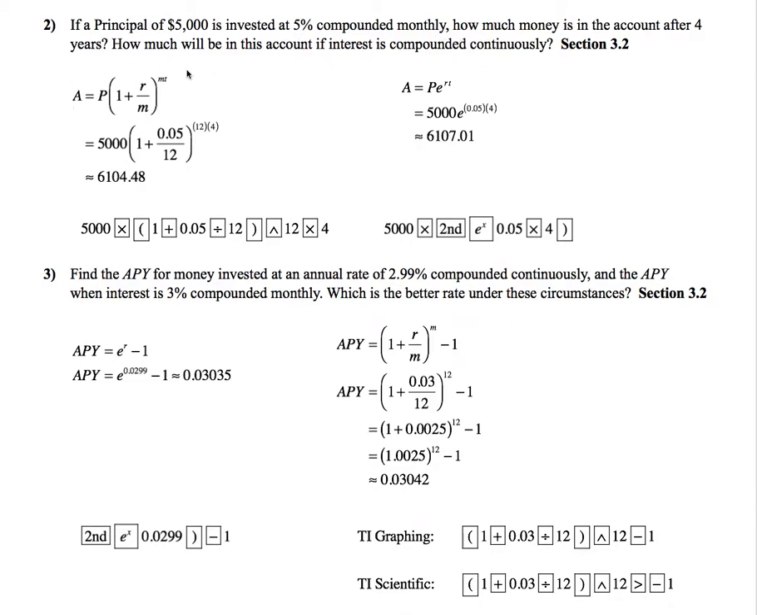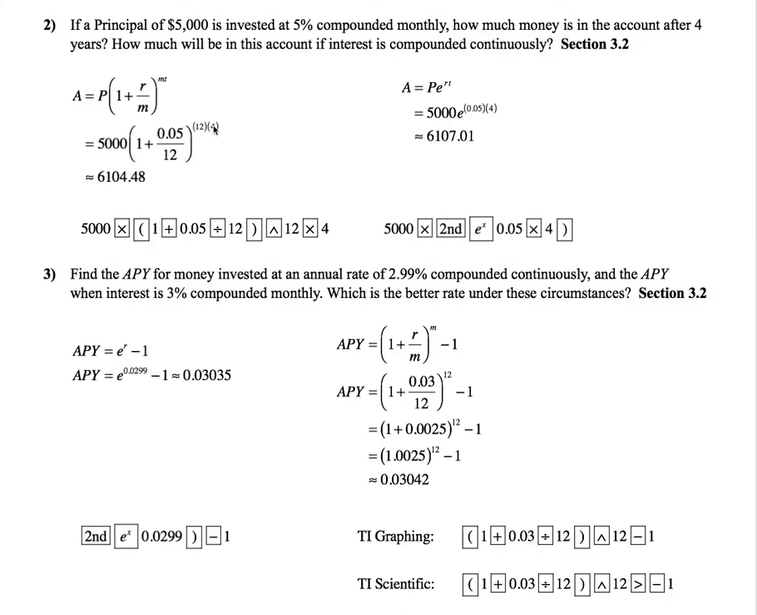Well, here's our formula for periodic compound interest. R is the rate, 5%. M is the number of compounding periods per year. Well, there's 12 months in the year, and so that number is 12. So the rate at 5%, move the decimal place 2 places to the left, so 0.05. We divide by the number of compounding periods in a year, which for monthly is 12.